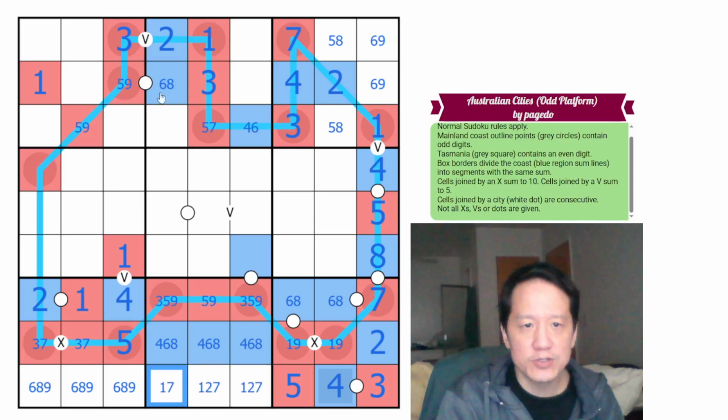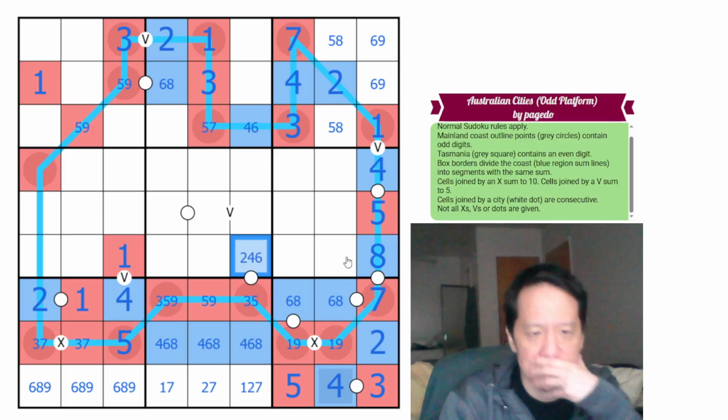Well, this can't be 2 because of this 2. This can't be 1 because of this 1. 3, 5, and 9. 9 would only be consecutive with 8, and 8 is already in that row. So this cannot be 9 then. 3 and 5 can be consecutive with 2, 4, or 6. That's fine.